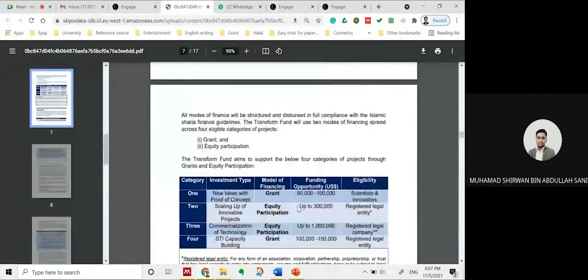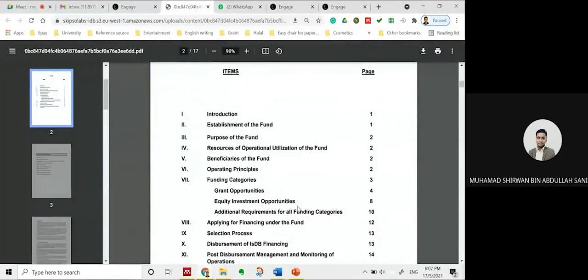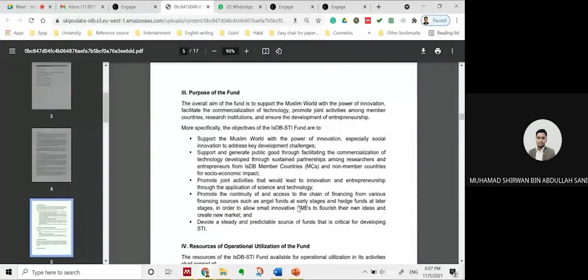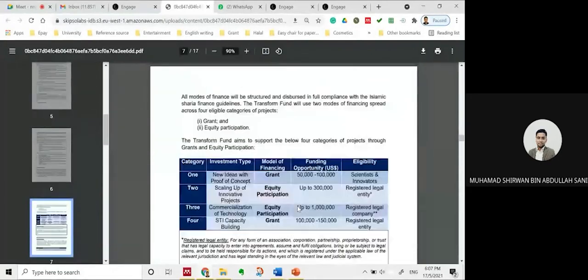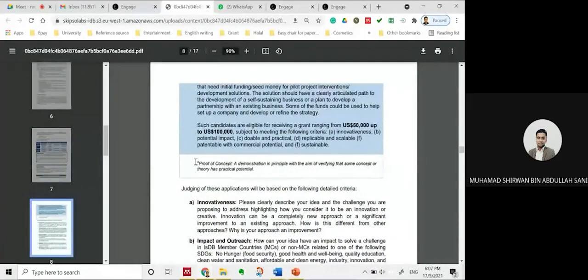Okay, so based on this guideline, I recommend you to read one by one according to your categories. So in my case, I applied for proof of concept, so I just read this part. Category one, new ideas with proof of concept. So they have highlighted here, you can see, proof of concept means a demonstration in principle with the aim of verifying that some concept or theory has practical potential, which means somewhere else it has been stated that it is proven to be an idea that can be done.